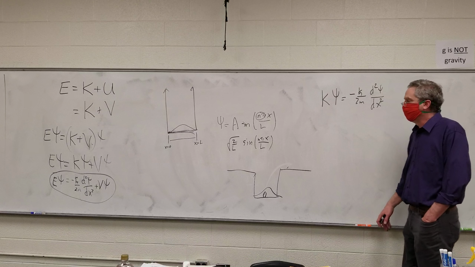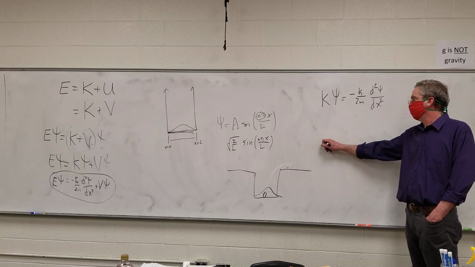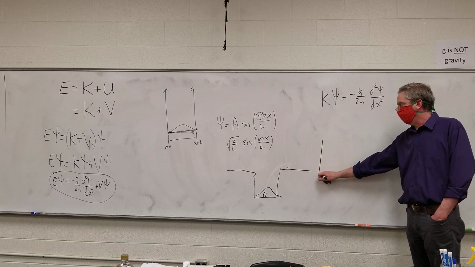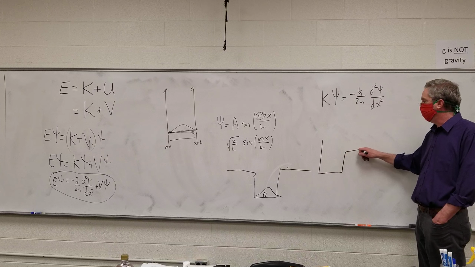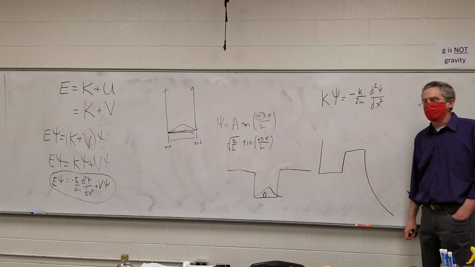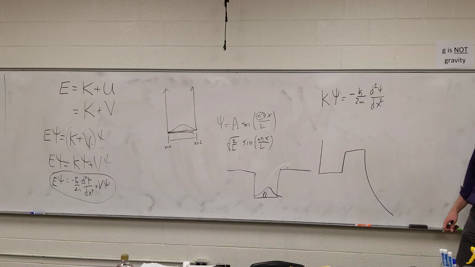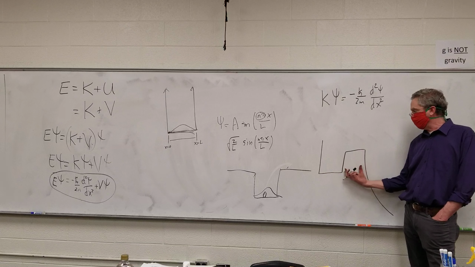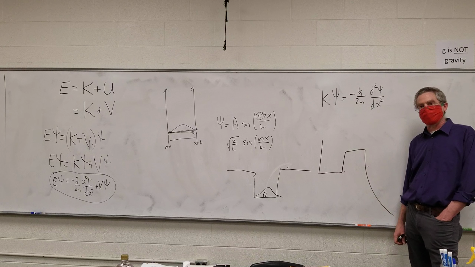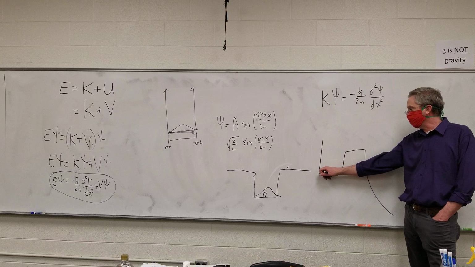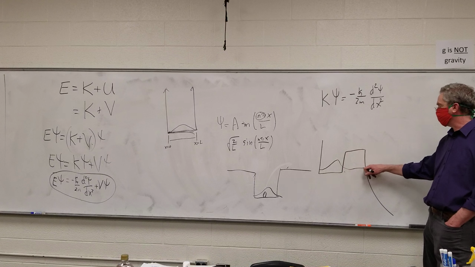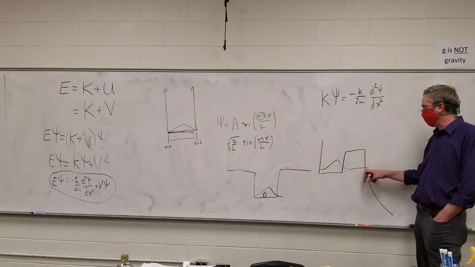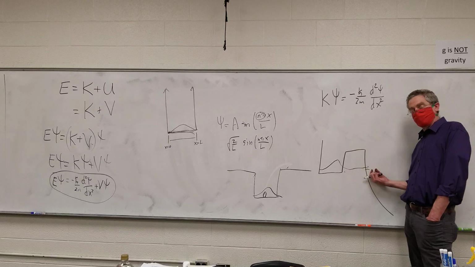However, suppose instead my square well looks like this. If it can exist inside here, then at some point it actually could exist outside here. There's a non-zero probability that this particle might exist on the other side of the barrier.